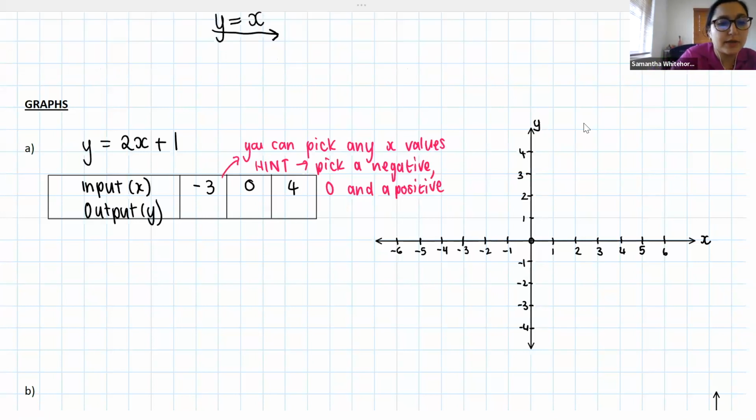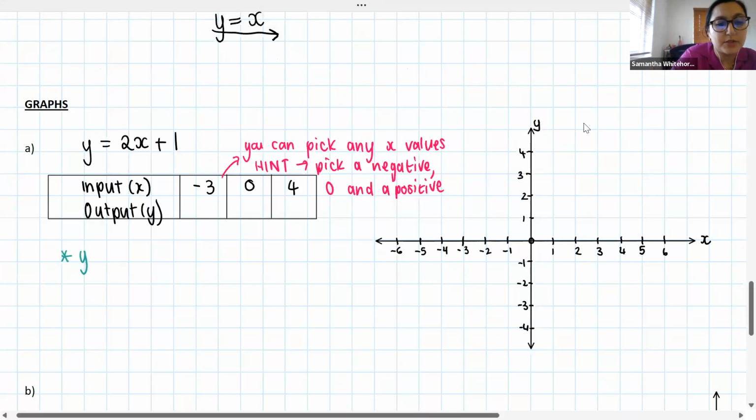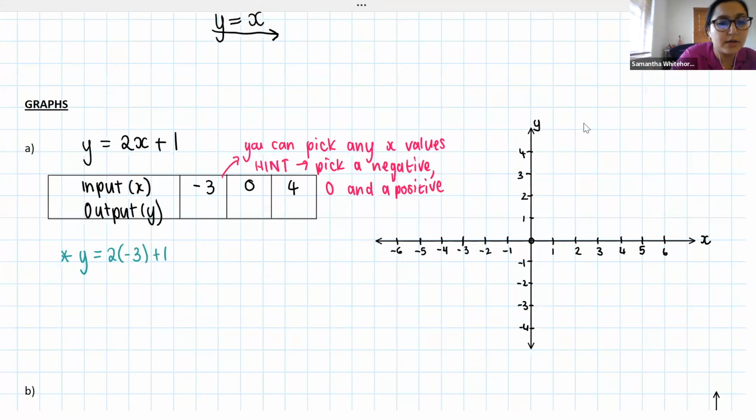Okay, so just that we're clear, we will substitute in. So 2 times -3 plus 1. Positive times a negative is a negative. 2 times 3 is 6, plus 1. And that gives us -5. So our first output, -5.